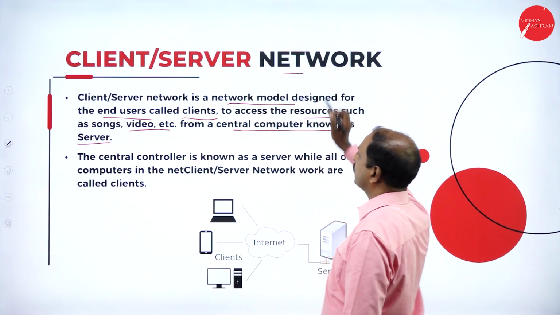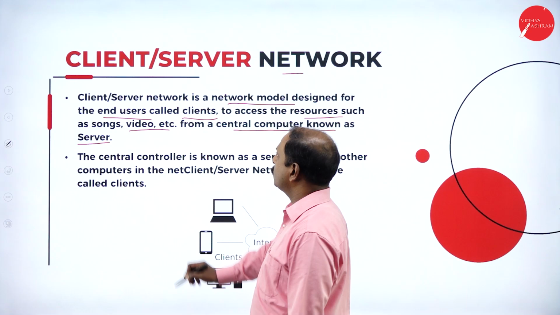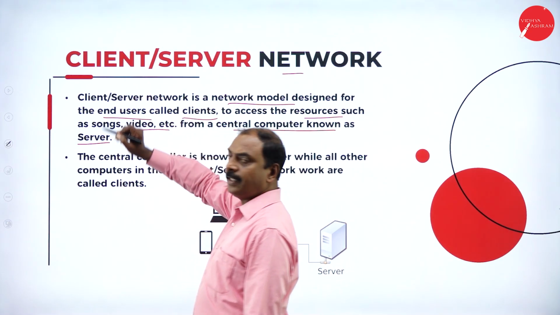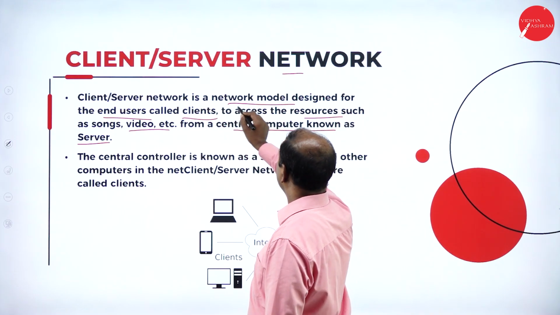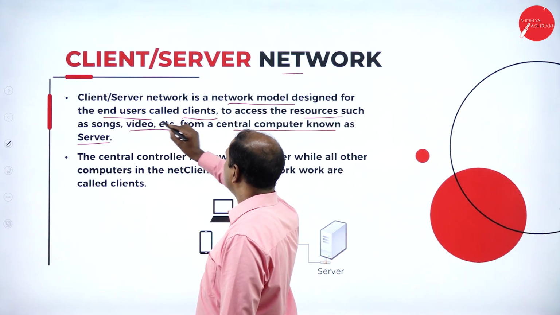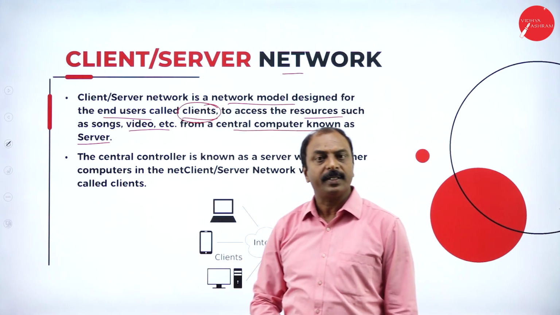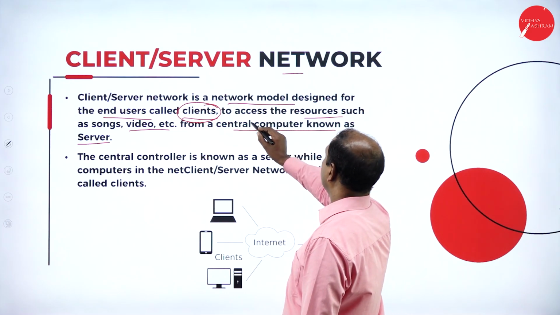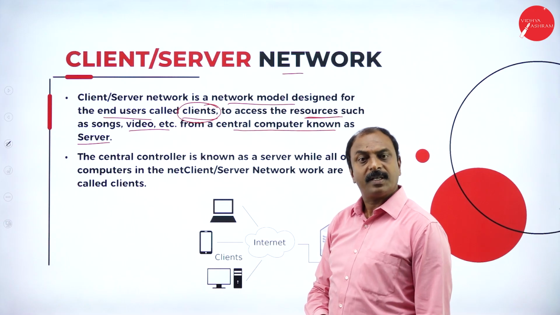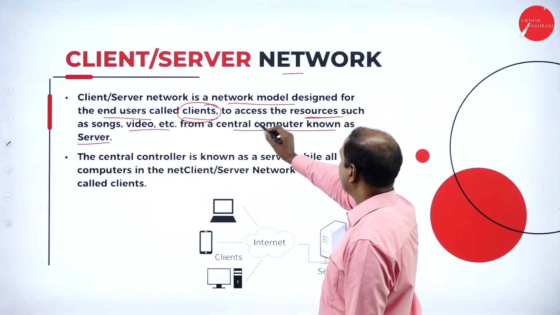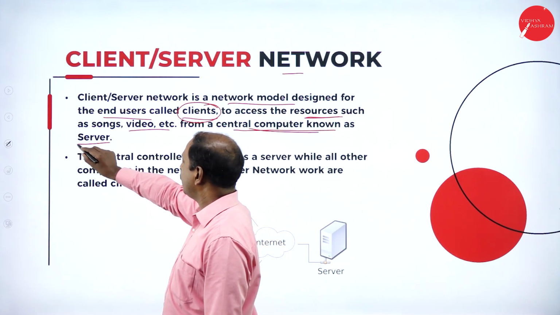So in client server technology, clients and servers are two different computers in a network. One computer is called client, another computer is called a server. In a network, the model is designed for end users called clients. Here, the end users are those who are accessing the server, and they are called clients. To access the resources means all the resources will be available in the server computer. So to access those resources, we are using a centralized computer known as server.